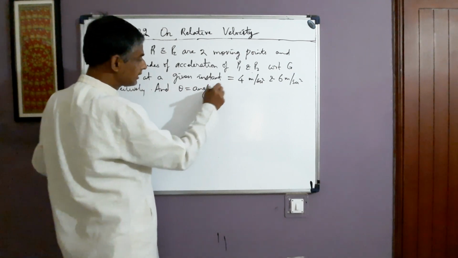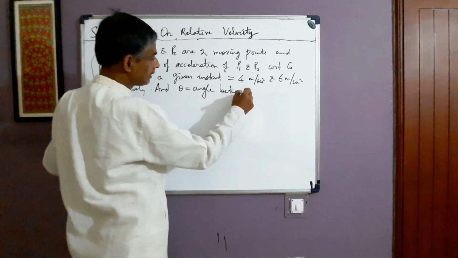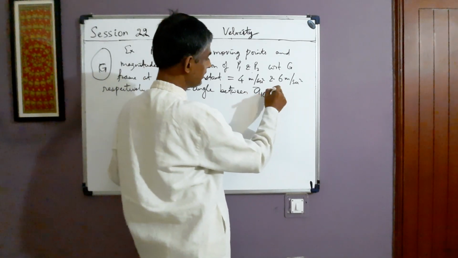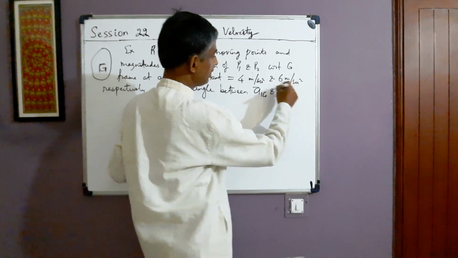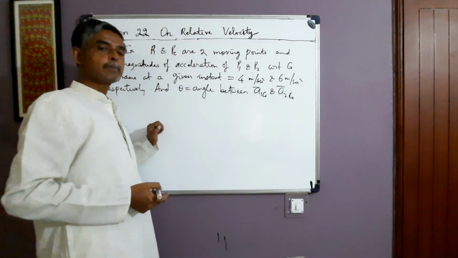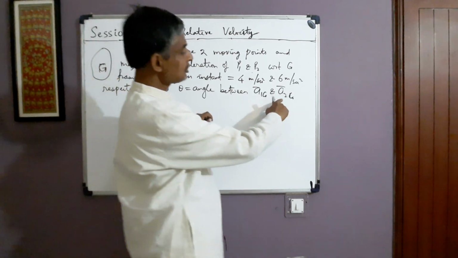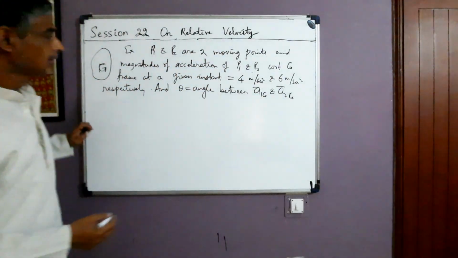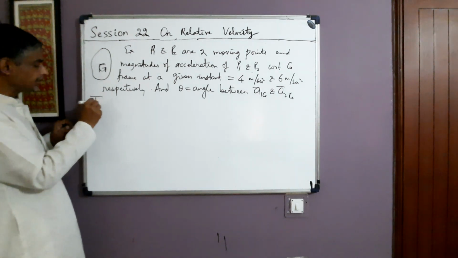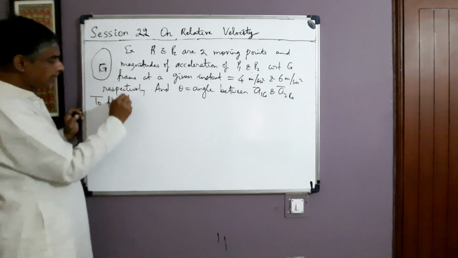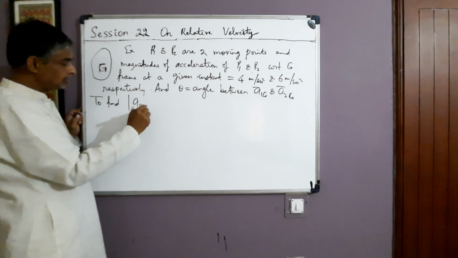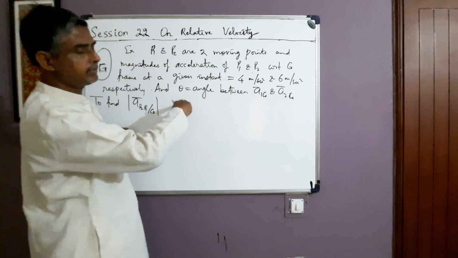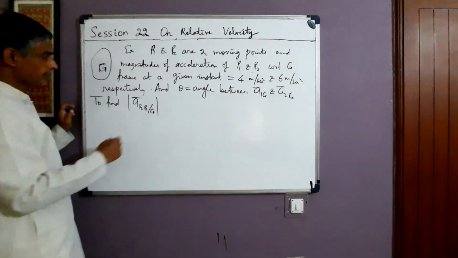theta is the angle between A1G and A2G. A1G meaning acceleration of P1 with respect to ground, and A2G meaning acceleration of P2 with respect to ground at the same instant t. So we have to find the magnitude of A P2 P1 G when different values of theta are specified.